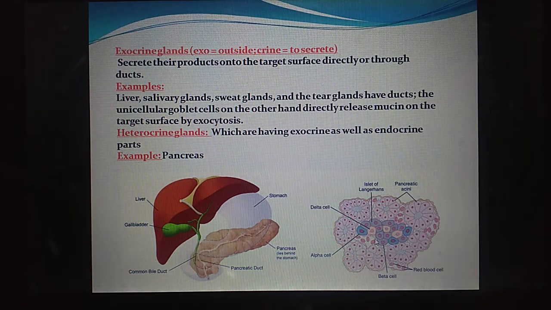Its function is quite antagonistic to that of glucagon from the alpha cells. Then the next one is the delta cell, which is concerned with the secretion of somatostatin, which is also secreted by several other endocrine cells. Now over here, why is it called heterocrine? Because it has an endocrine part as well as an exocrine part. That's why it is called a heterocrine gland. So that's why we say the pancreas is the best example of a heterocrine gland, right?